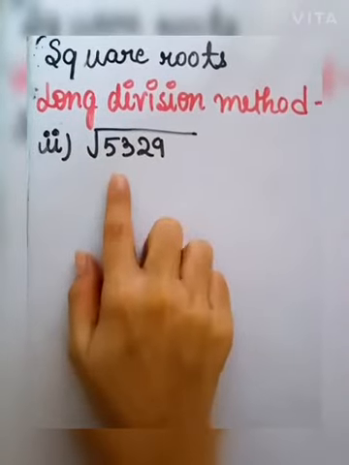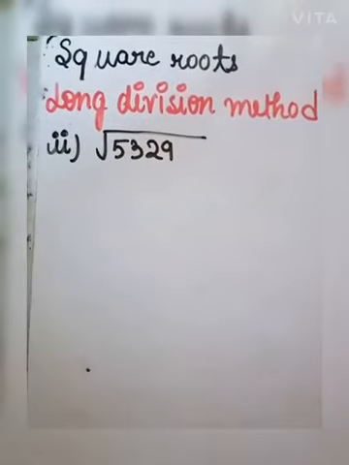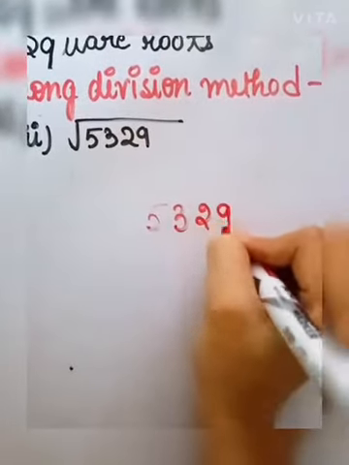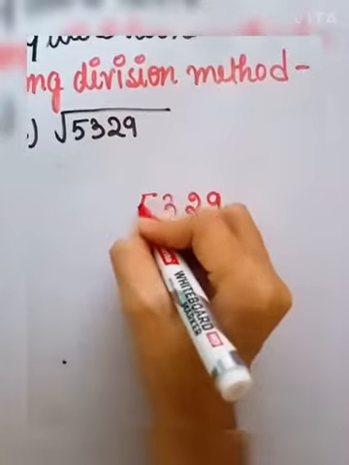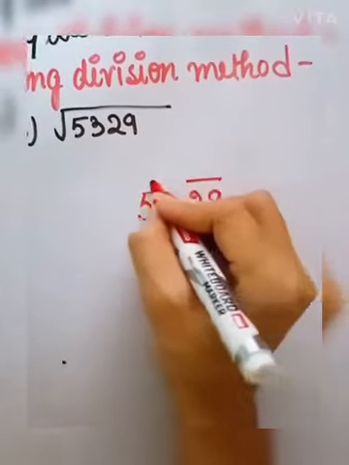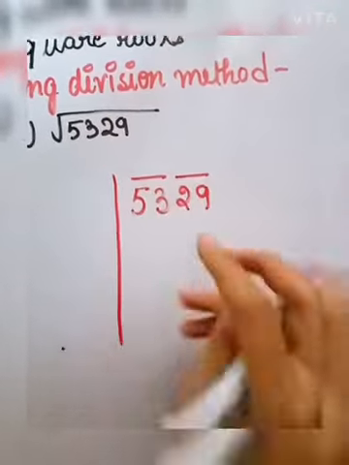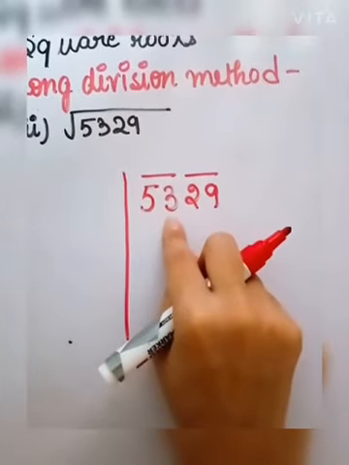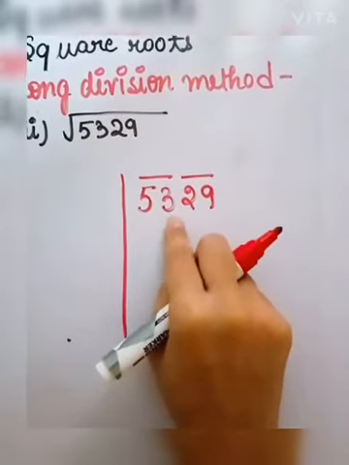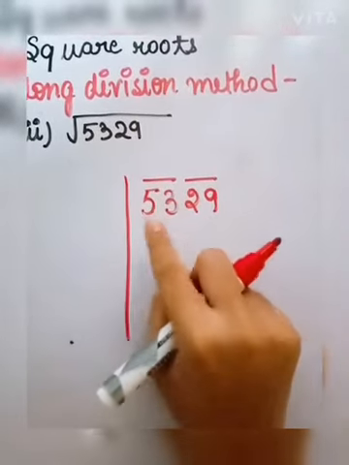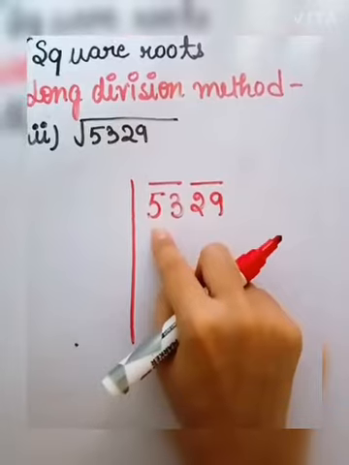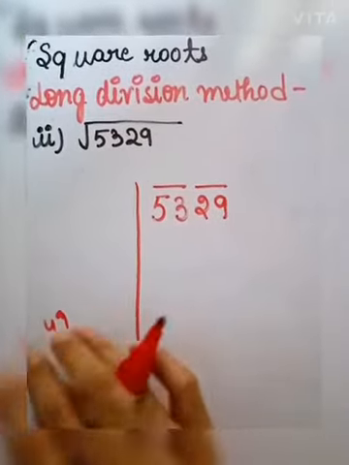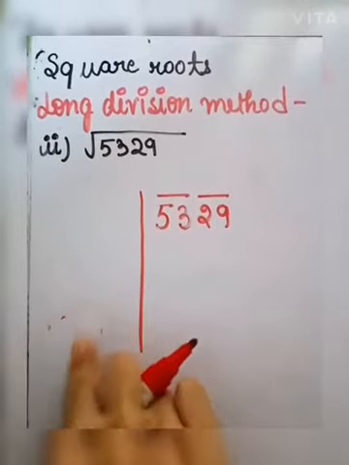Students, you have to find the square root of this number by long division method. So first do the grouping of numbers, this and this. Now students, think of a number whose square is either equal to 53 or nearest to it. So square of 6, 6 6s are 36, is smaller. Square of 7, 7 7s are 49. Square of 8, 64. So we will take the square of 7, 49.